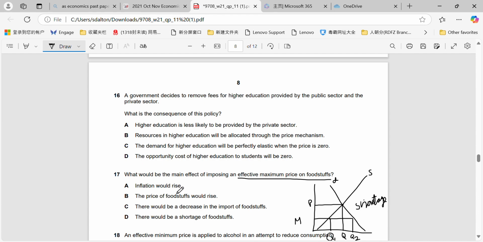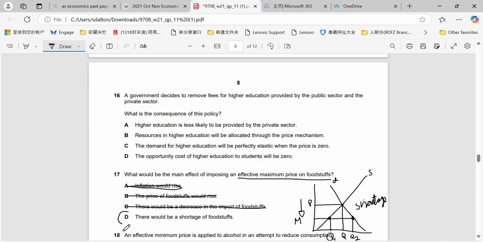So inflation would rise? Definitely not. We're reducing the price of basic foodstuff. Price of foodstuff would rise? Definitely not. Effective maximum price has to be below equilibrium, so price would drop. There would be a decrease in the import of foodstuff. Not necessarily true. Remember that what it creates is a shortage, which is excess demand, right? So if these consumers cannot actually get the foodstuff, they may still have to import either through the black market or just import from other countries and pay a higher price, especially if, because of the contraction in supply, they can't find enough of it to be sold.